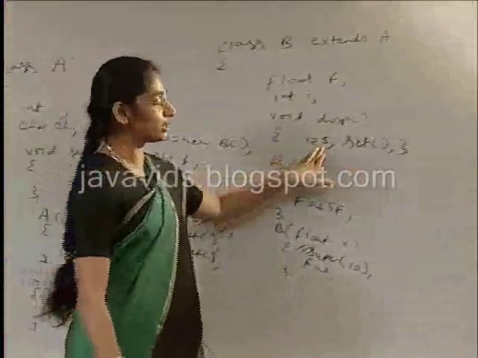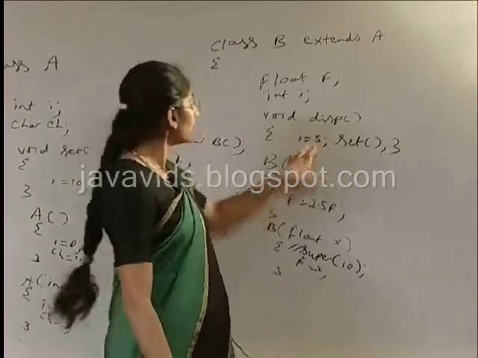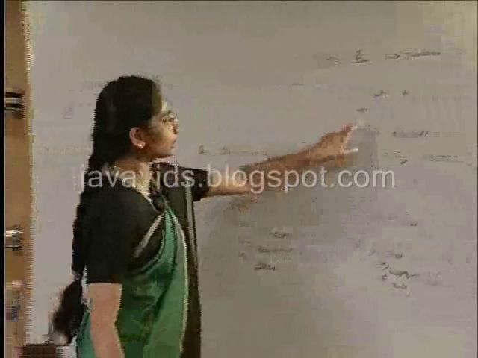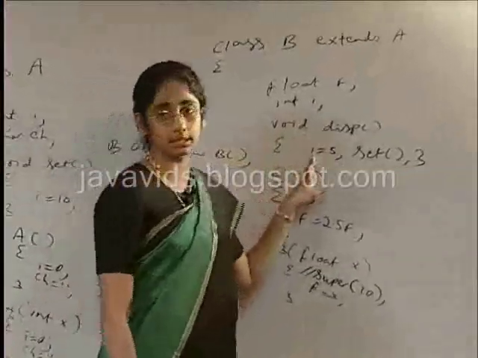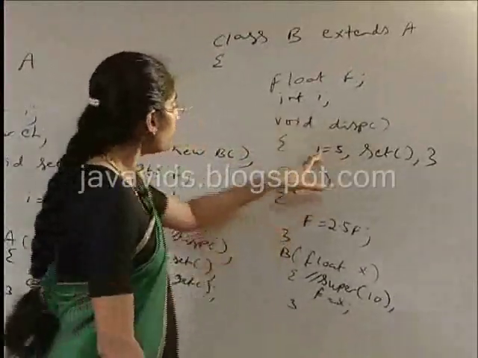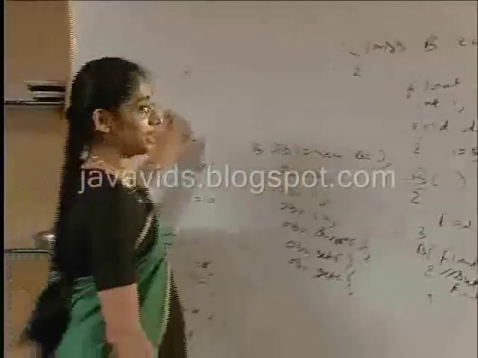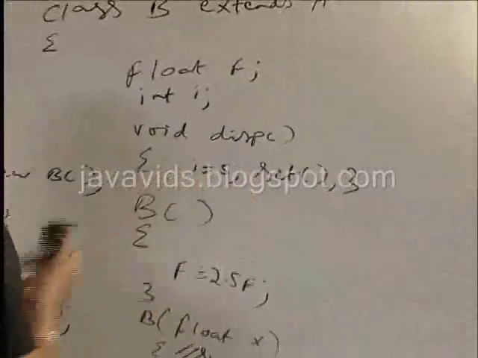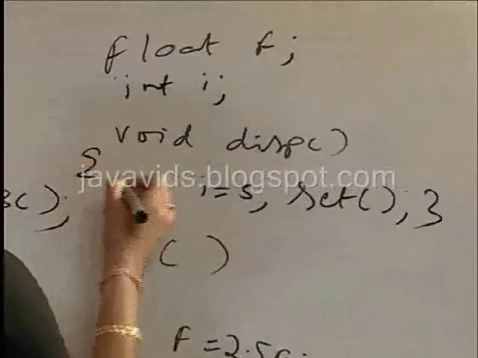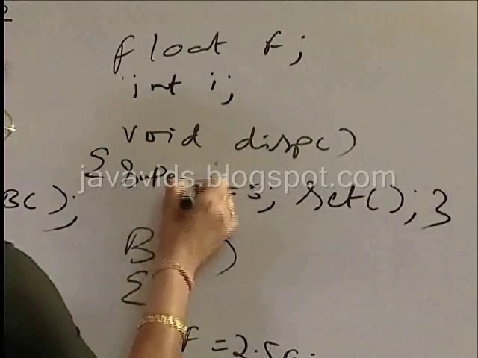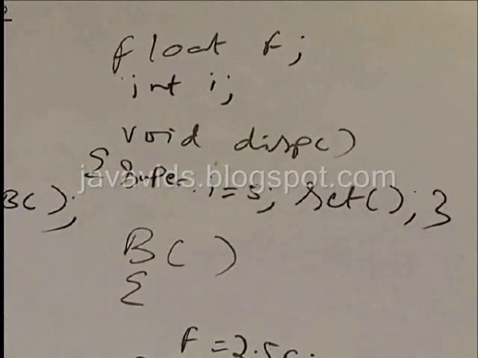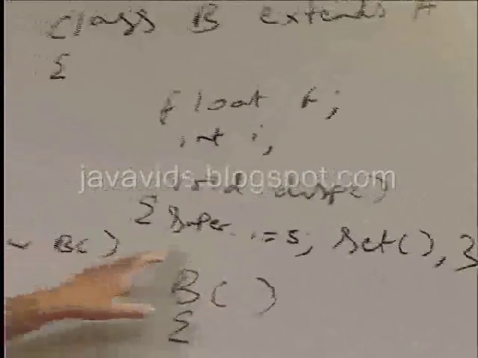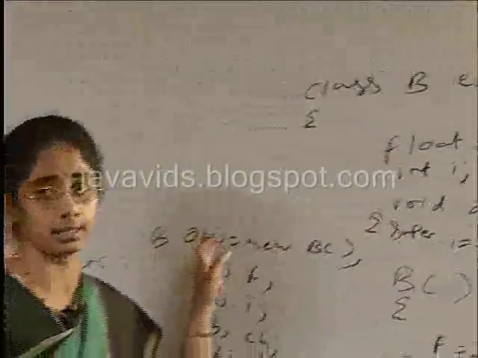Now the I that we talk about is the I of B and not that of A. Whatever is locally available is the one which it accesses. So if you want to access the I of A right now, you need to use what is known as a super keyword or the super reference. So you say super dot I is equal to 5. Now this refers to the I of the parent. When we talk about super, it's the immediate parent.